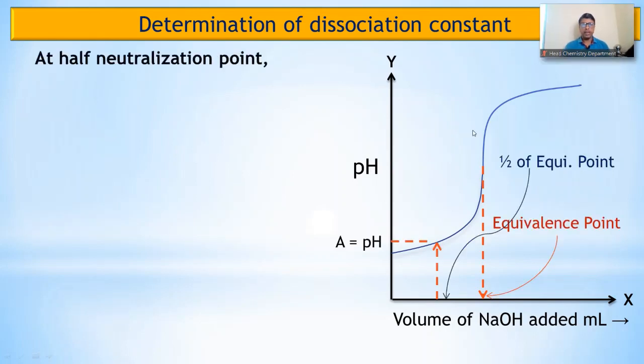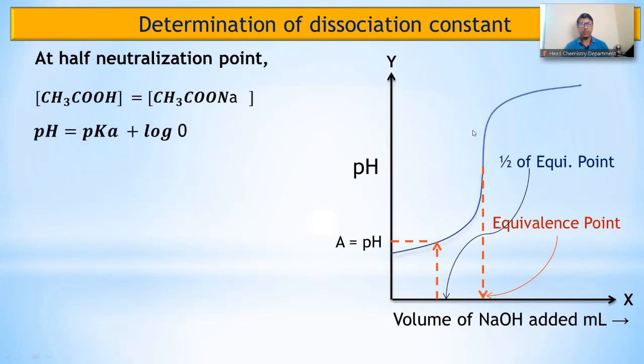At half of the neutralization point, the concentration of CH3COOH, that is acetic acid, is the same as the concentration of sodium acetate. These two values are equal. When we insert this concept into the Henderson equation, the ratio of sodium acetate to acetic acid becomes 1, and log 1, as you know, is 0. So automatically the pH becomes pKa when the concentration of acetic acid equals the concentration of sodium acetate, and this situation is only possible at half of the neutralization point.